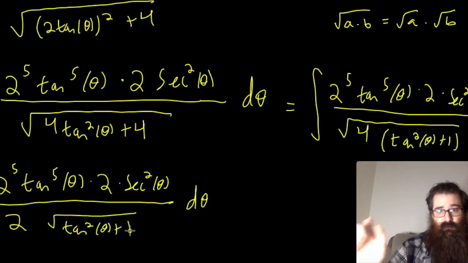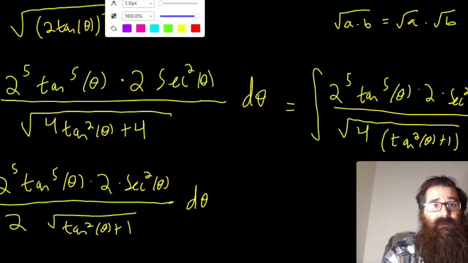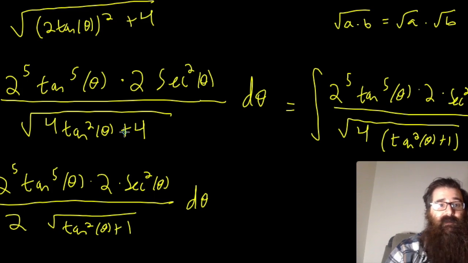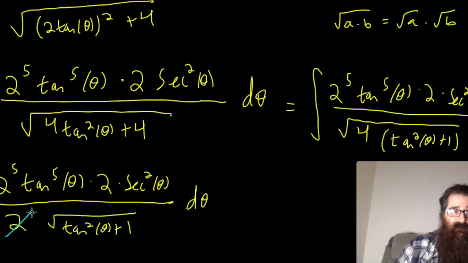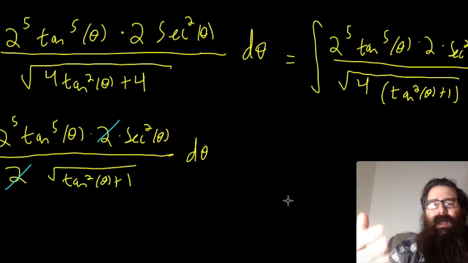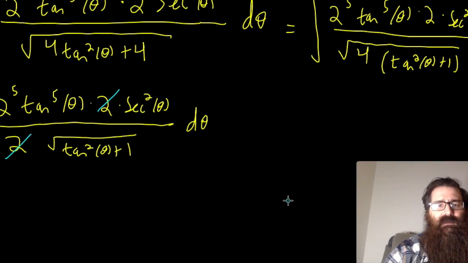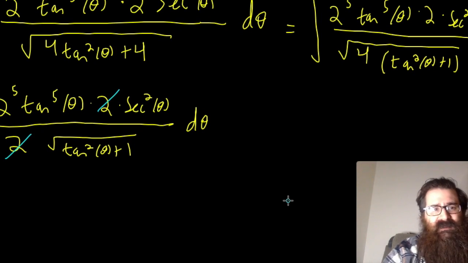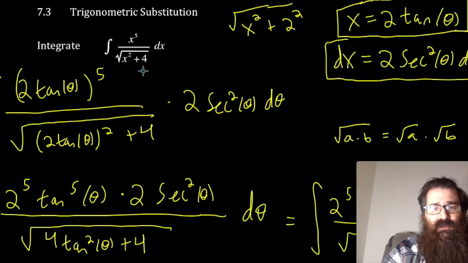Okay, so looking good so far. Now there's a few things to mention. First of all, the 2 on top and the 2 on bottom are going to cancel. And in the denominator, the reason why we do this trigonometric substitution is so that I can get rid of that nasty square root expression in the original integrand.